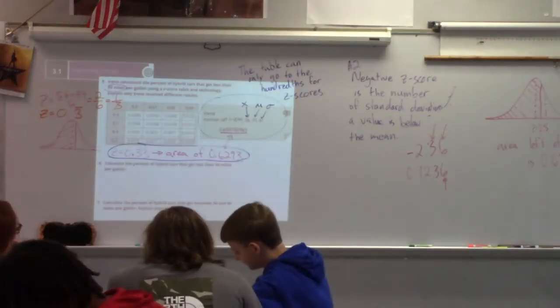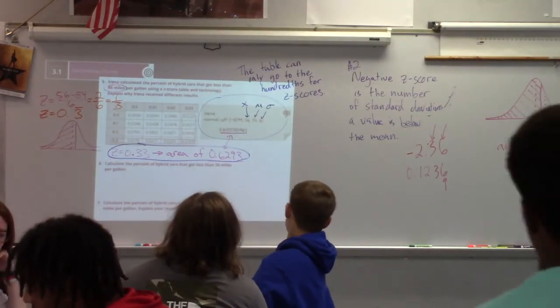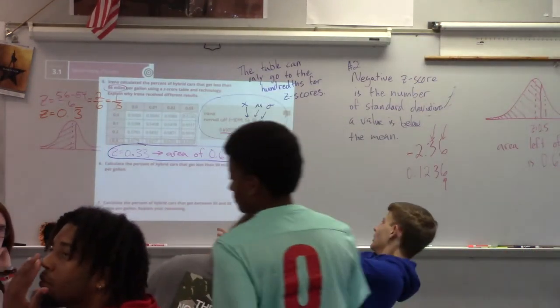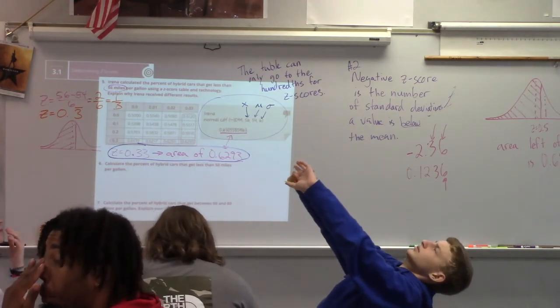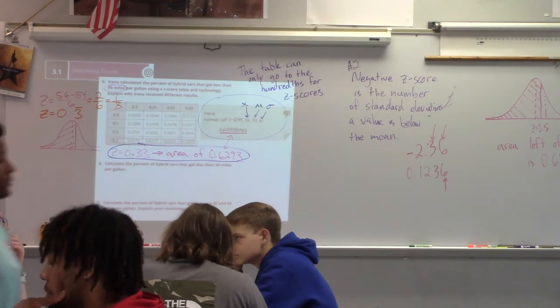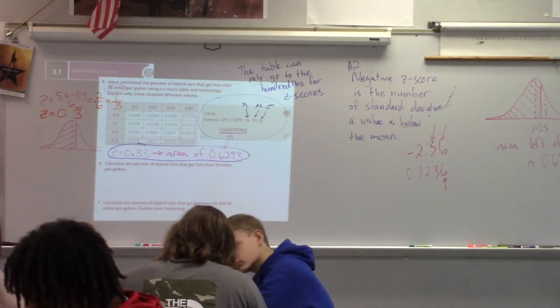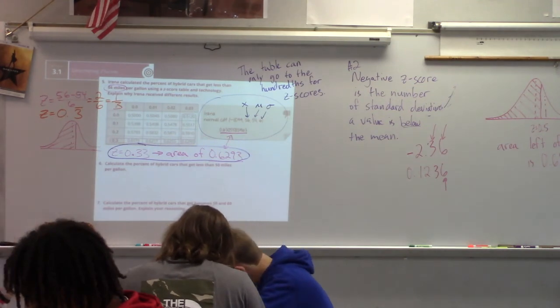What's the first thing we learned how to calculate? What is a z-score? The number of standard deviations above or below the mean.